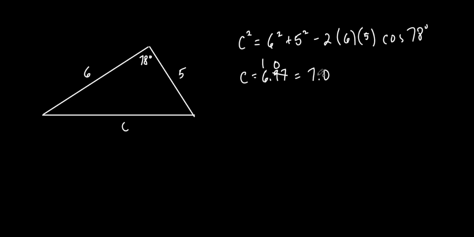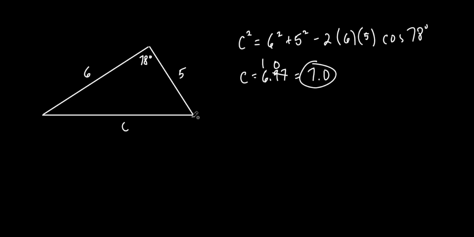So 7.0 is rounded to the nearest tenth. Just don't put 7. 7 is not rounded to the nearest tenth, is it? No. All right? 7.0. I know what you're thinking. 7.0 is the same thing as 7. Well, it kind of is. It's kind of not. So anyway, I'm not going to get into that. This is not the time.